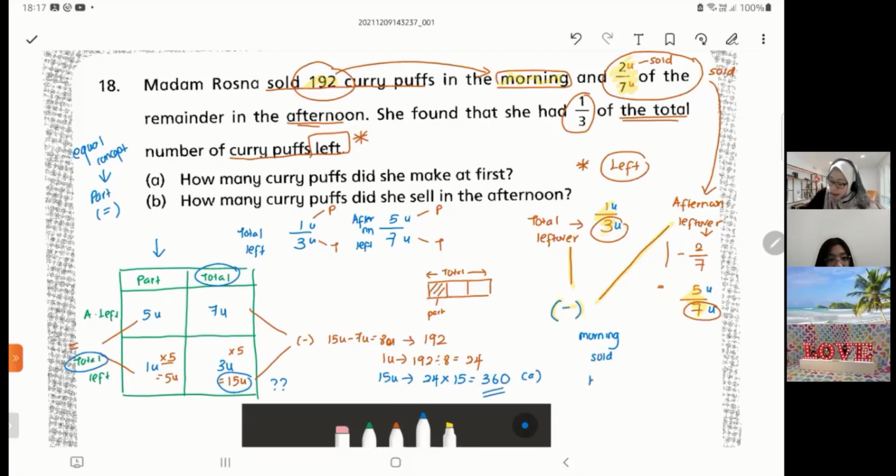Okay, now for part B. How many curry puffs did she sell in the afternoon? If you look at the afternoon just now, we know that she sold how many? She sold 2 units, right? If 1 unit is 24, 2 units will be 24 times 2 equals 48. This is the answer for part B. All right, equal concept.